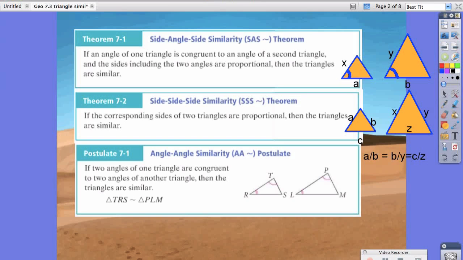So let's look at the last thing, which is postulate 7.1. It states the angle-angle similarity postulate, which says that if two angles of one triangle are congruent to two angles of another triangle, then the triangles are similar. So notice in the picture, it says that angle R is congruent to angle L, and angle T is congruent to angle P. Notice that they only mention two angles. Mentioning the third would be a little redundant because obviously if these are the same, then angle S and M must be the same also. So we only denote it by angle-angle similarity.